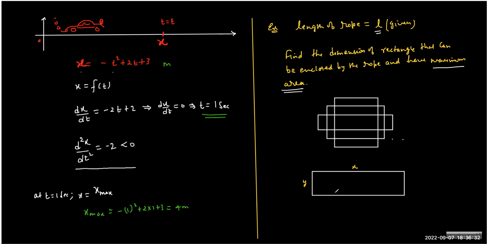See, this rectangle is enclosed by a rope actually. So the length of the rope cannot increase or decrease. What is the maximum length of the rope available to us? L. So what is the perimeter of this rectangle? L. And how can we express the perimeter in terms of X and Y? The perimeter is constant, L, so how can we express L in terms of X and Y? 2 into (x plus y).